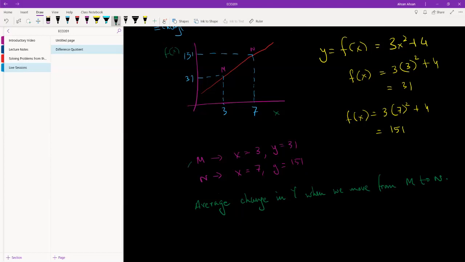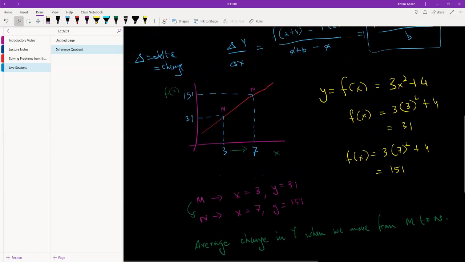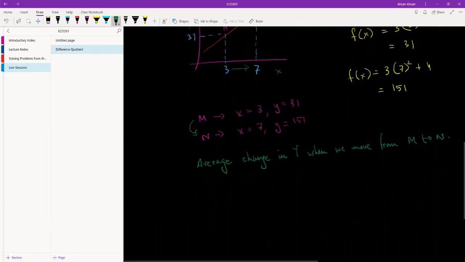So basically, it should be pretty straightforward for you guys to understand what we're trying to do. We've moved from M to N, and as a result, the value of y has changed. Or another way to say this would be that the value of x has changed from 3 to 7, and as a result, the value of y or the value of f(x) has changed. We want to find the average change.